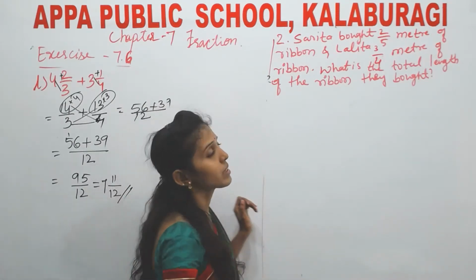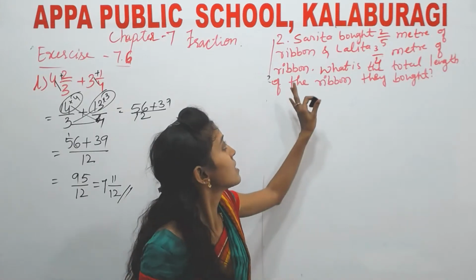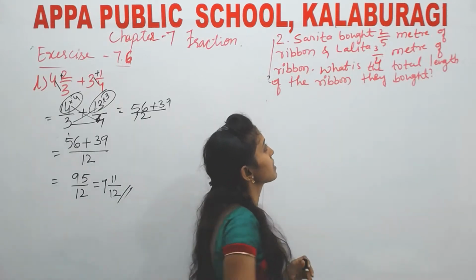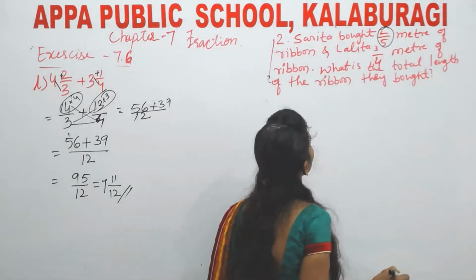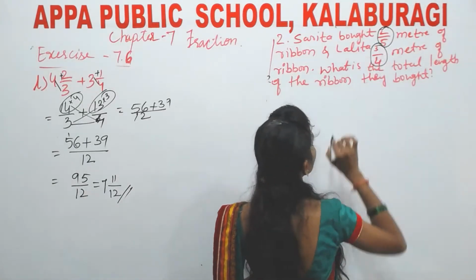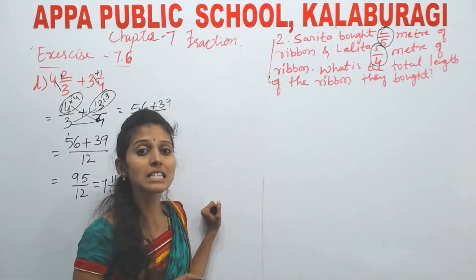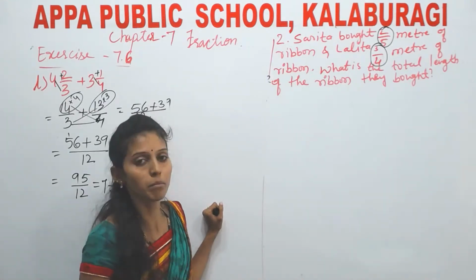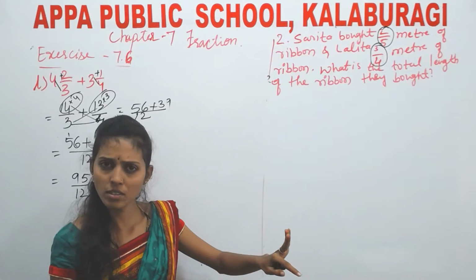Next one, we'll go to this next problem. Sarita bought 2 by 5 meters of ribbon, and Lalita bought 3 by 4 meters of ribbon. What is the total length of the ribbon? Don't get confused. Very easy.